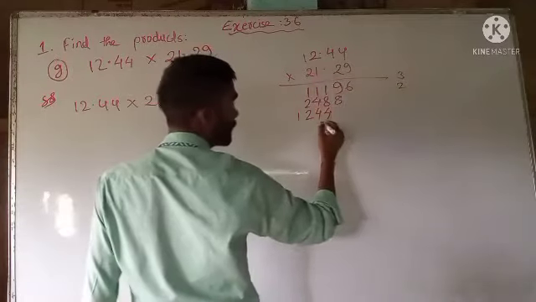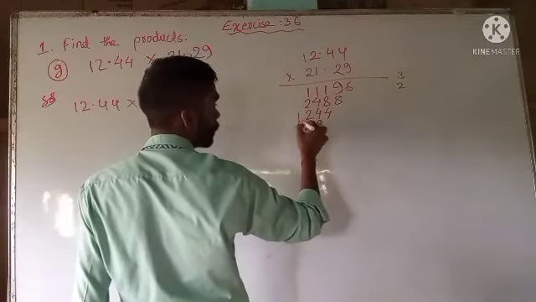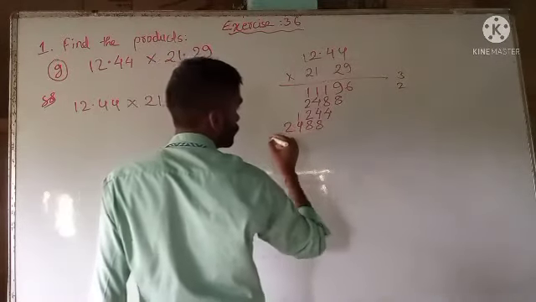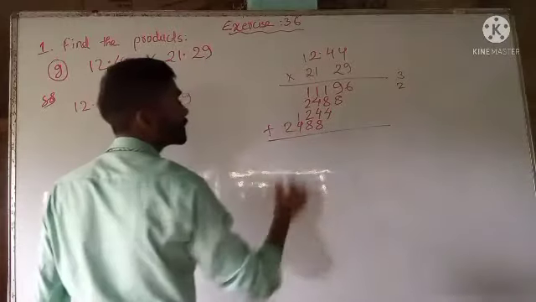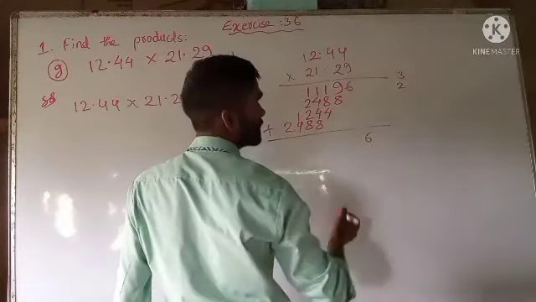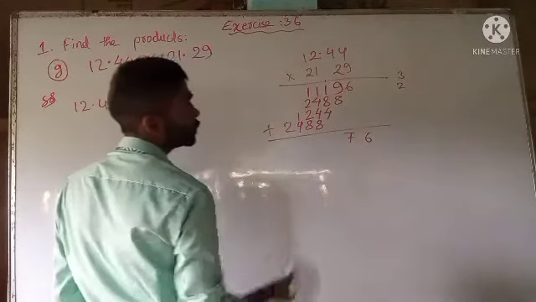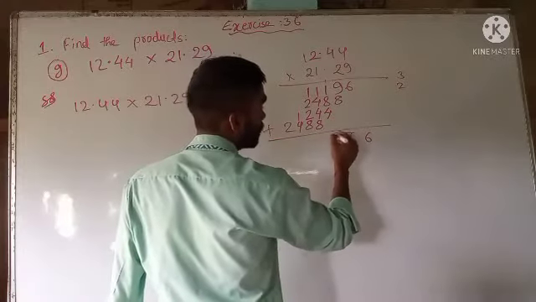Now 2 into 4, 8. Again 2 into 4, 8. Again 2 into 2, 4. Again 2 into 1, 2. Now let us add them. Here 6 we will get. Here 9 plus 8, 17, 7, 1 in hand. 1 plus 1, 2. 2 plus 8, 10. 10 plus 4, 14.